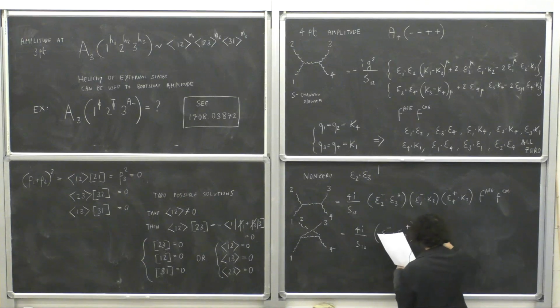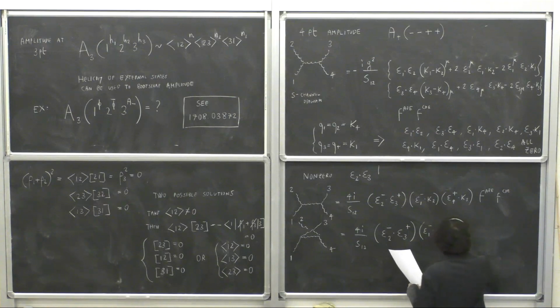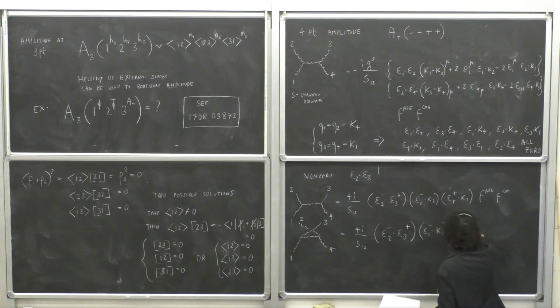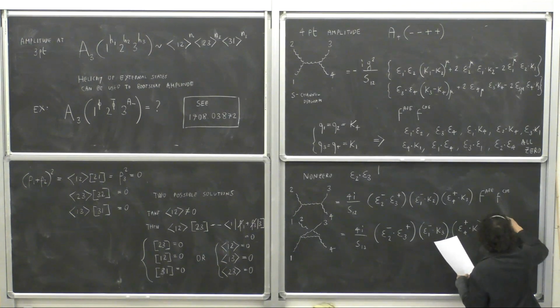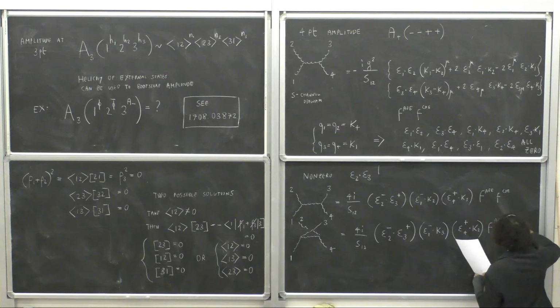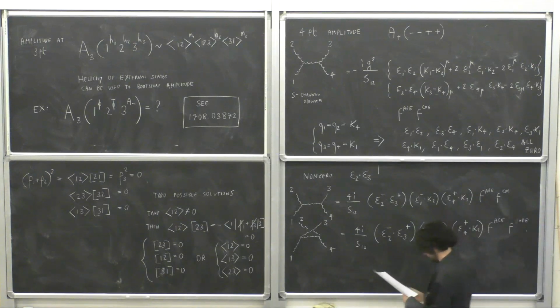And here we have epsilon 1 minus dotted into k3. I mean, by exchange of 2 and 3. And there is an epsilon 4 plus dotted into k2. And here you have f^{ACE} f^{BDE}, to keep the same position of the contracted index.